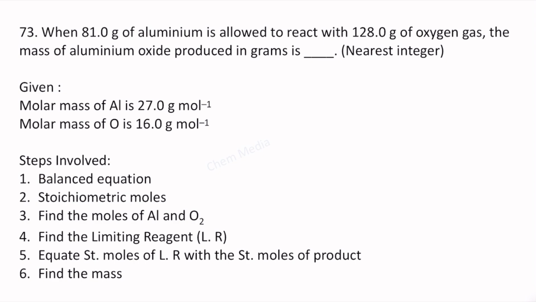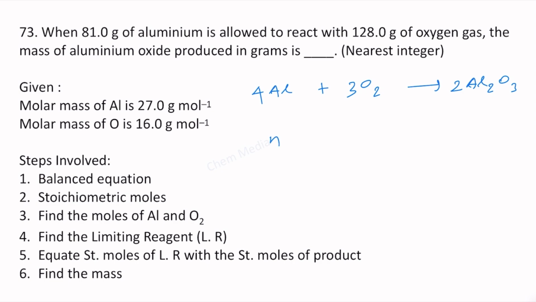We have aluminium reacting with O2, and this will give Al2O3. To balance the equation, we put 3 here. Now we have 6 oxygen atoms. So that means we need to put 2 here. Now we have 4 aluminium atoms. Therefore, we need to put 4 here. Now the equation is balanced.